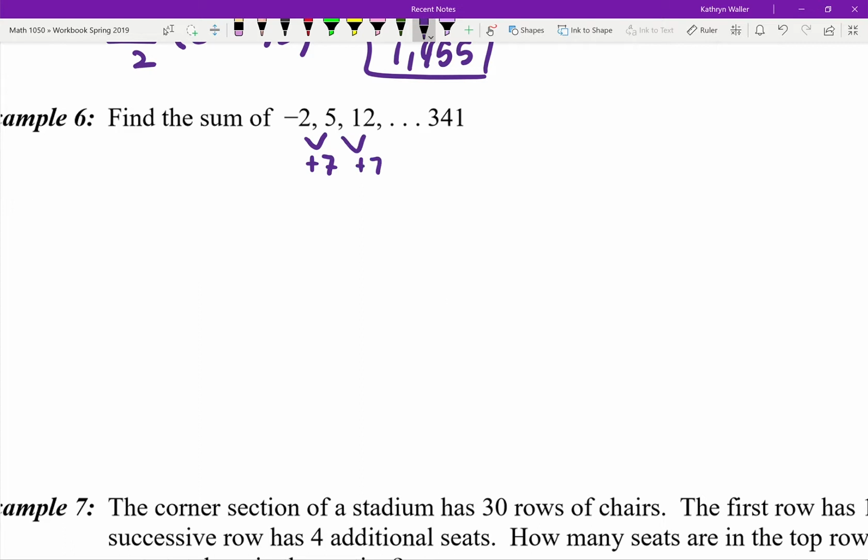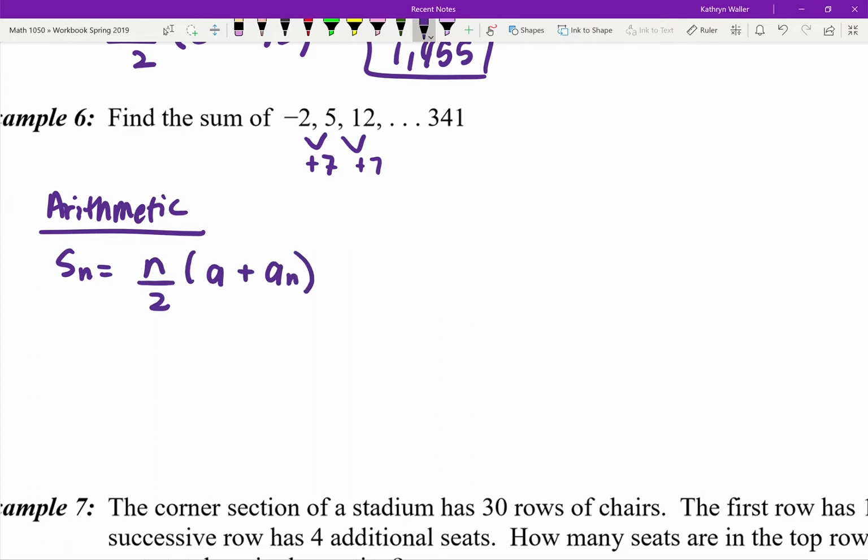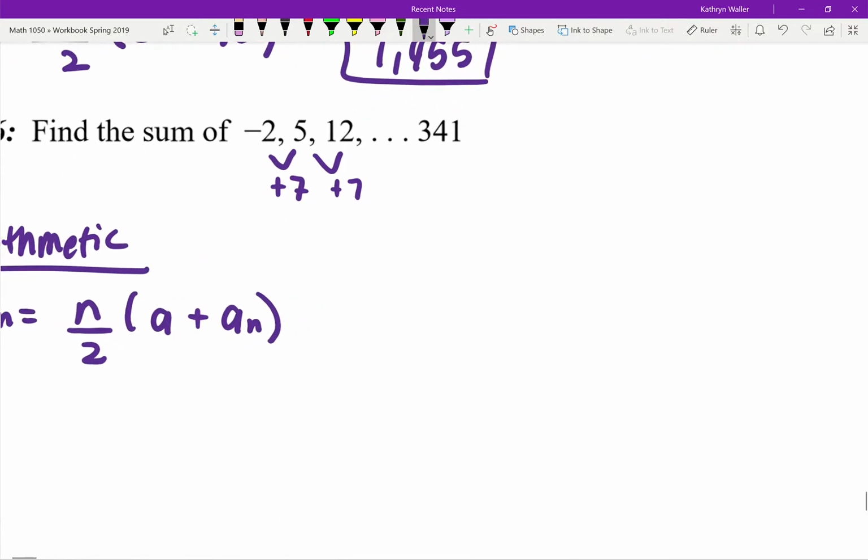Yes. So then the next thing I think you should do is write down arithmetic. And then think of the formula. They're finding the sum. And so I'm going to go S sub n is n divided by 2, a plus a sub n. There's my formula. Okay. Now look at the challenge we have on this problem.